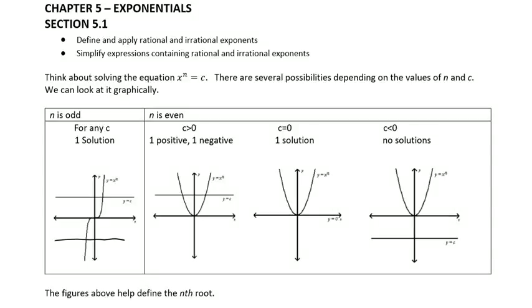In this video we're going to talk about rational exponents. And first we're going to start by looking at a little graphical example. Suppose we want to solve an equation like x to the n equals c. So that might be something like x cubed equals 27 or x to the fourth equals 16. Something like that. Depending on a couple things, the values of n, the exponent, and c, whatever number it is.